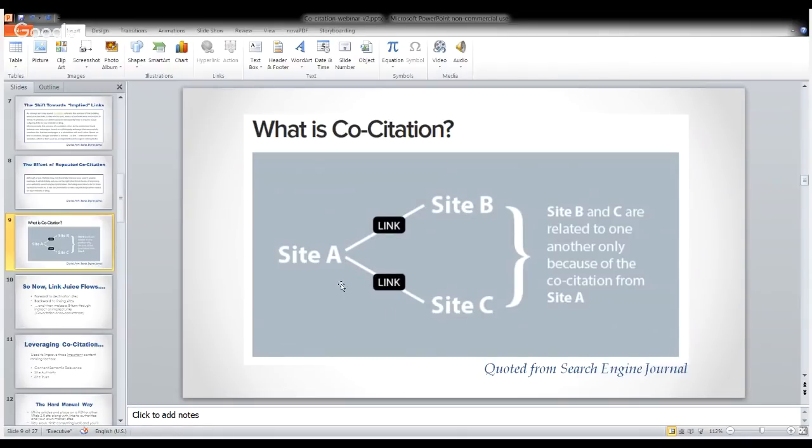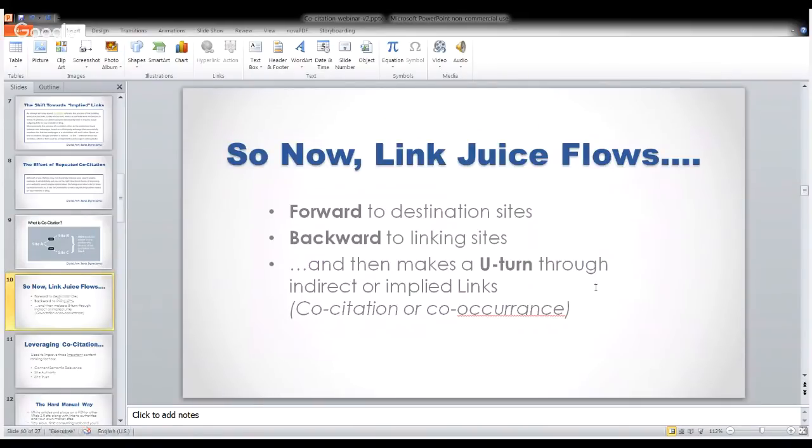So you have link juice actually flowing backwards in a U, which is really, really fun to contemplate. I don't know, most of you probably didn't consider that link juice can flow backwards, but sometimes it does. And so what we're doing with Cocitations is we're making that happen on purpose. And so the link juice will flow forward to the destination sites and backward to the linking sites, and then it makes the U-turn through the indirect or implied links.